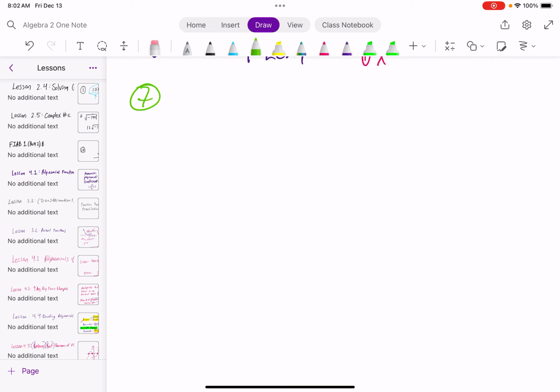Number 7, it says find the hole of the function. Oh, these are easy peasy. X minus 4 over x plus 4. Well, nothing cancels out here. So there's no hole. Right? Nothing cancels. No hole.